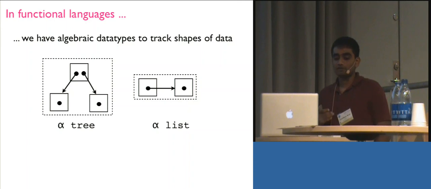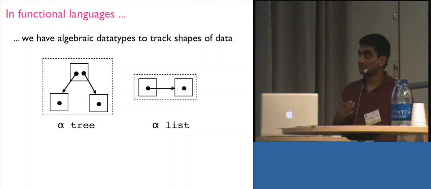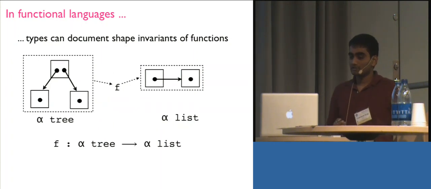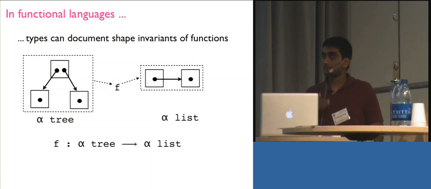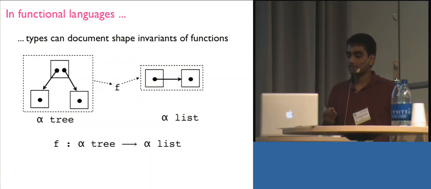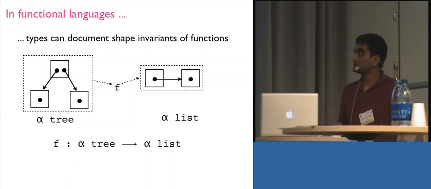determine its type. So if we know that the type of data is an alpha tree or an alpha list, we would simply recollect the inductive type definition of an alpha tree or an alpha list in terms of the constructors to imagine the shape of the data in memory. So the types could also let us document the shape invariants of functions. For example, a function f could expect the shape of its argument to be a tree, and might expect to return a result whose shape is a list. The type of a function could document this particular shape invariant in its type.